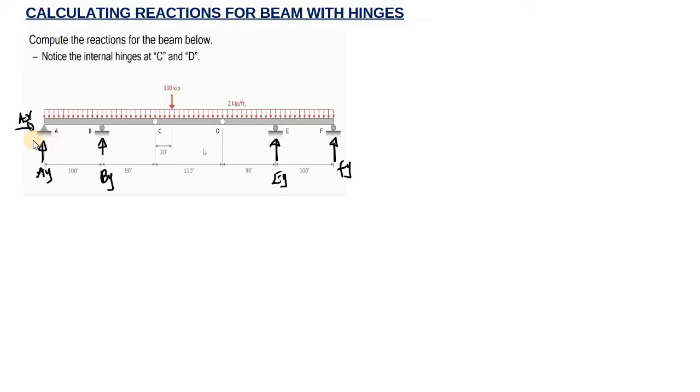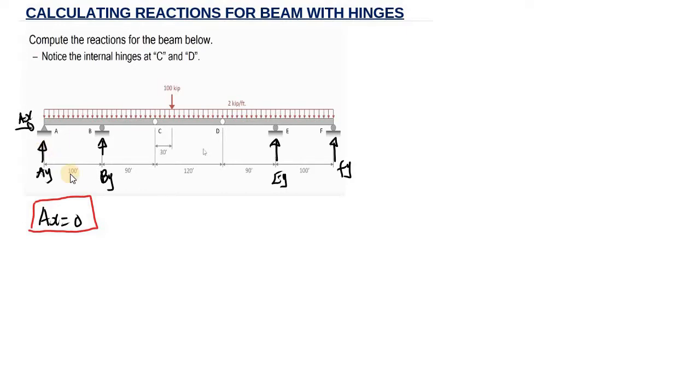So these are the support reactions we need to calculate. Now you need to know that AX is automatically equal to 0 because we don't have any horizontal force on this beam. So we need to calculate the remaining support reactions.